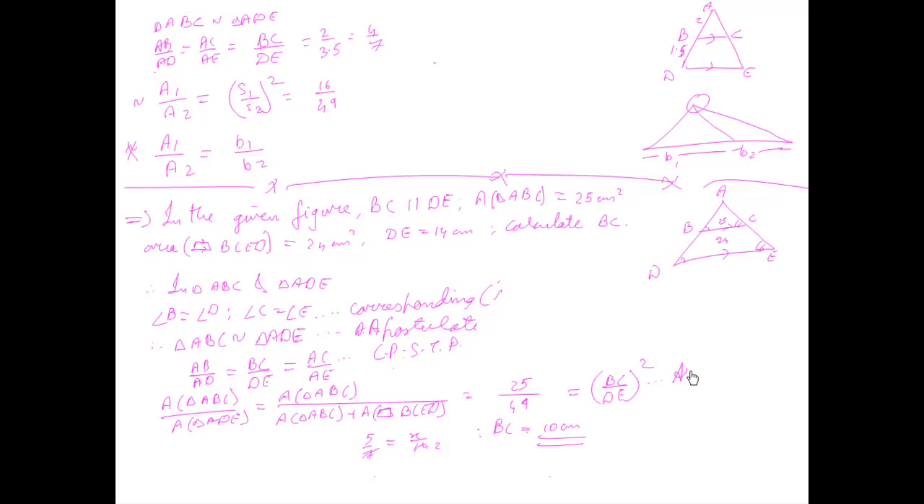The reason for this is areas of similar triangles are proportionate to squares of corresponding sides. And then we get the ratio, the length of BC, children. Let's see another question, children.